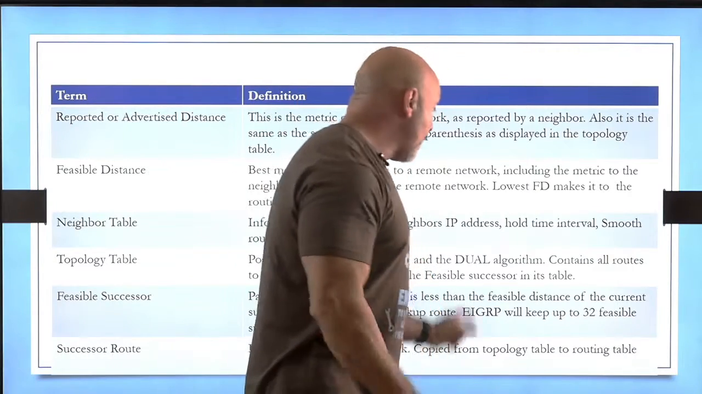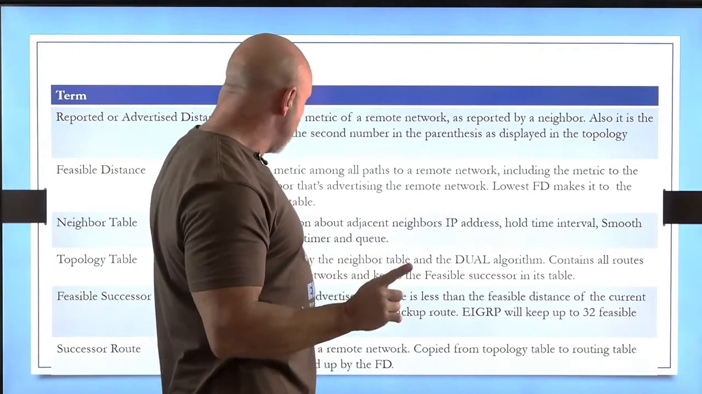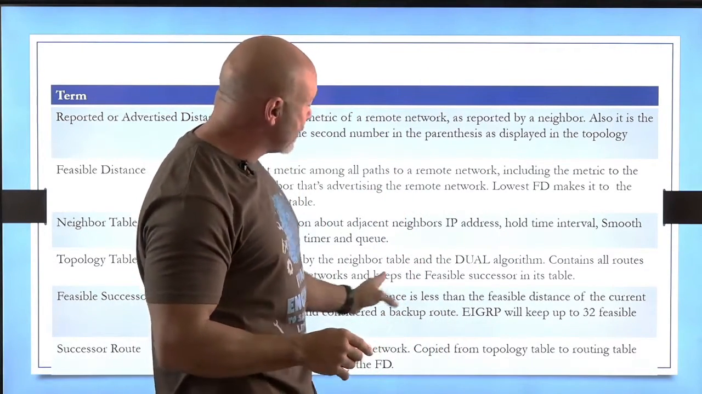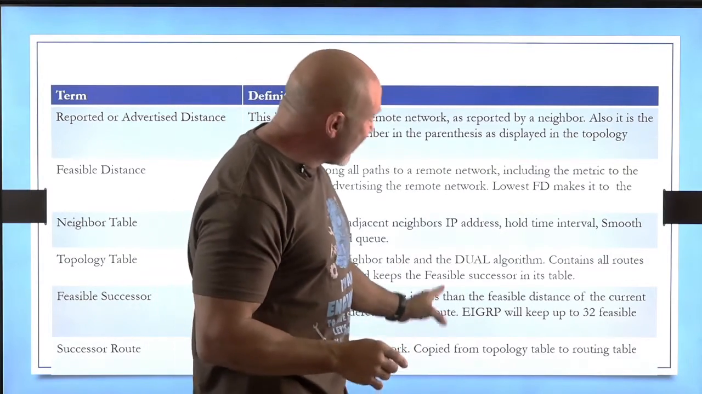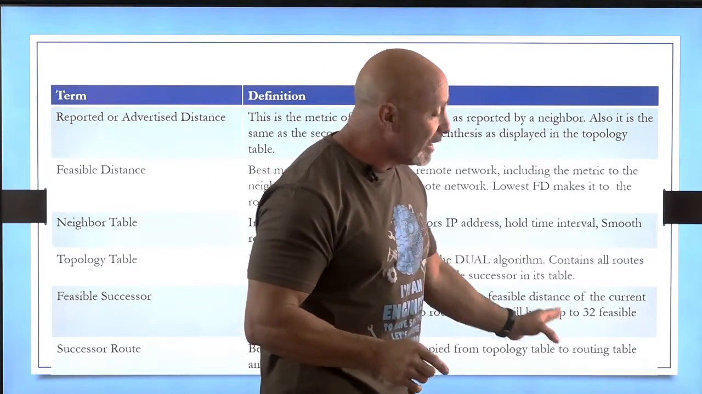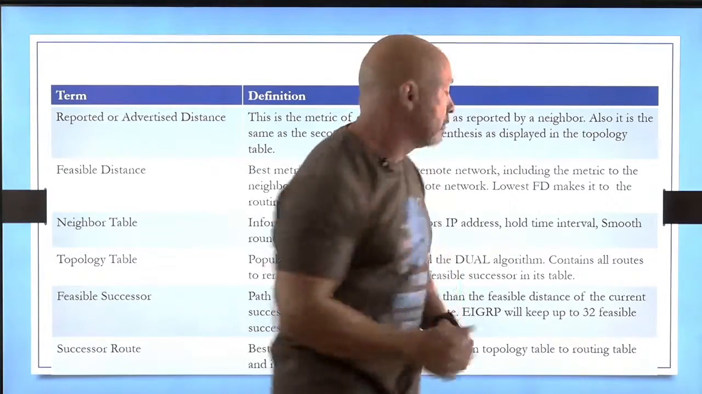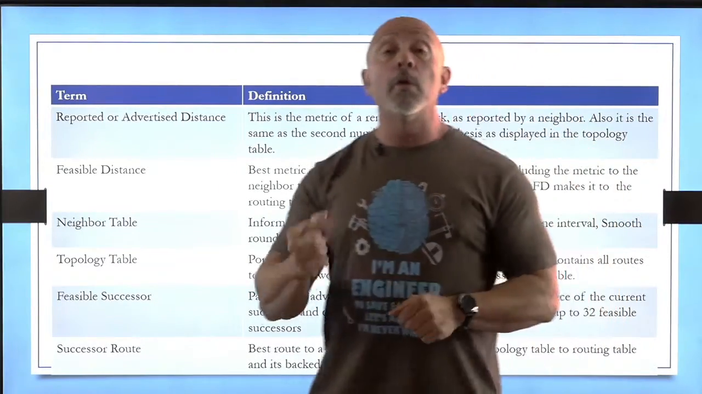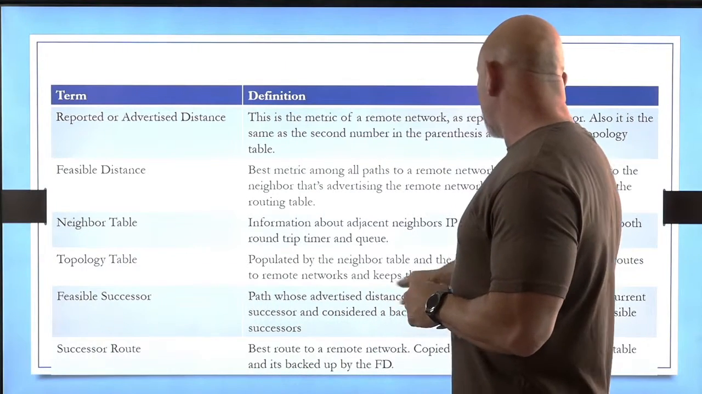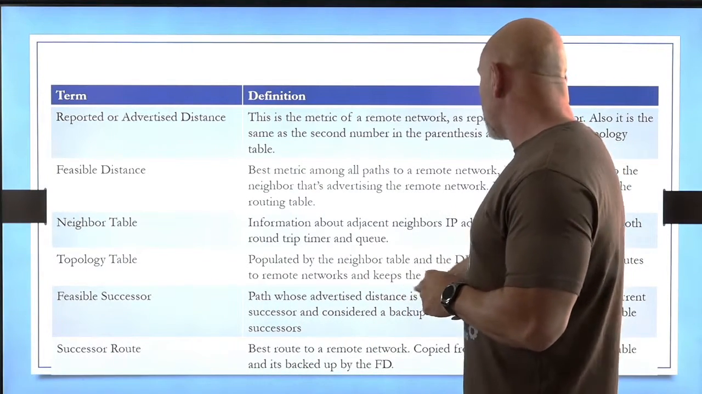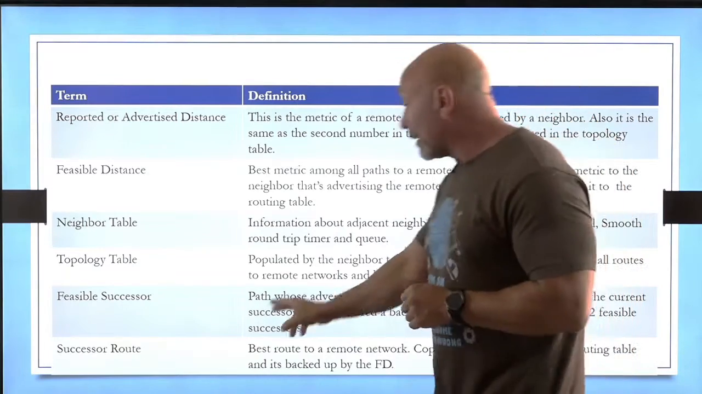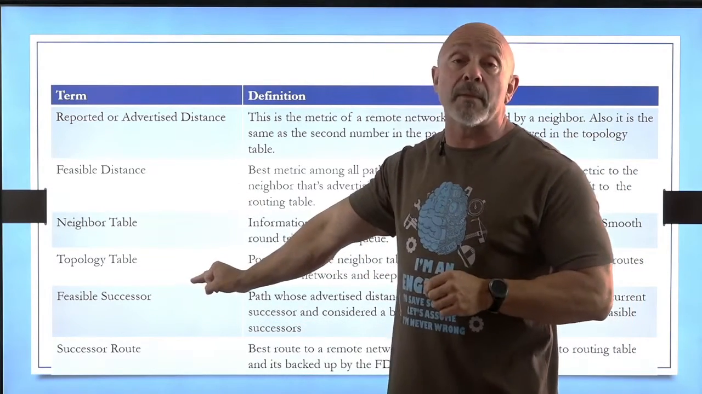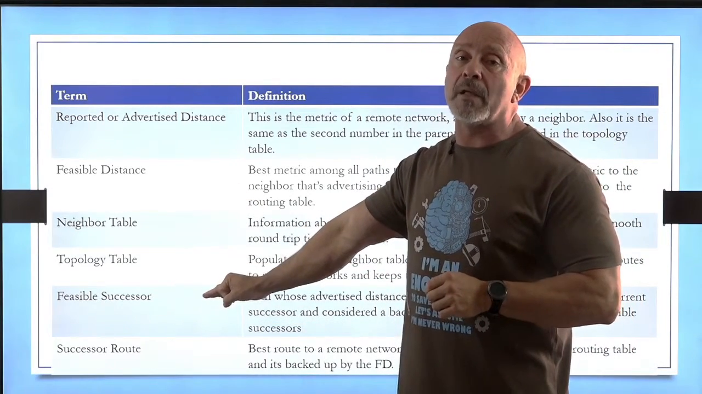All right, but what you need to pay attention to is this first sentence. Path whose advertised distance is less than the feasible distance of the current successor, okay? Who's lower? So that's the guy basically in second place. That's the one that's going to stay in the topology table.